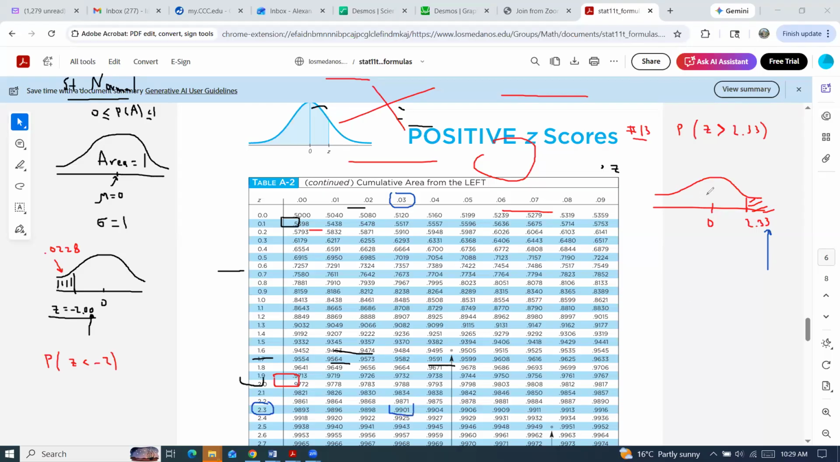And the tables always give you areas from the left. You see from the left? Nice, Alex. Yeah, I see enough. Okay, so from the left, it's 0.9901. So please notice this area is almost 100%. It's 99%. So it should be pretty much everything under this curve.